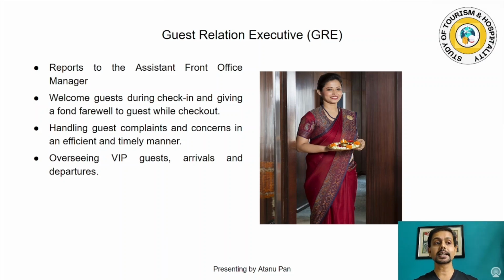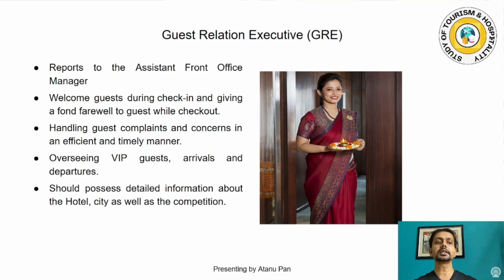Overseeing VIP guest arrivals and departures. So if there is any arrival of VIPs, or if any VIP guest is residing and is going to check out, or any VIP is staying in the hotel, it means the VIP is not going to check out yet. The VIP came like 1 or 2 days before and is staying. The VIP will be checking out in the upcoming days. So all these VIPs are specially taken care of by the GRE.